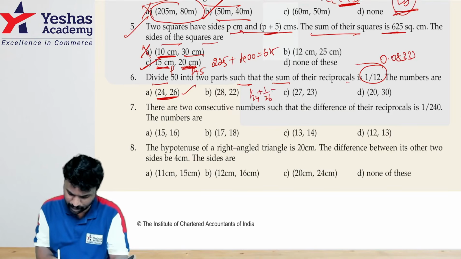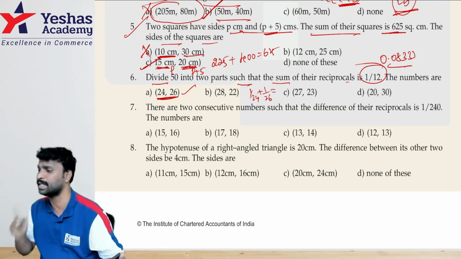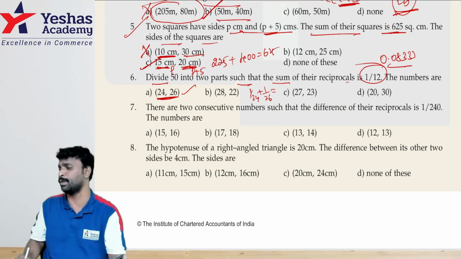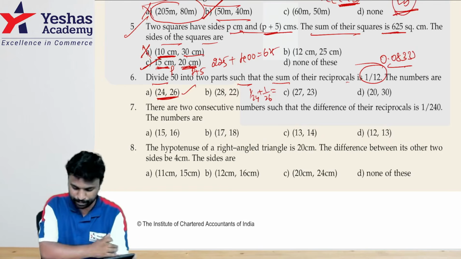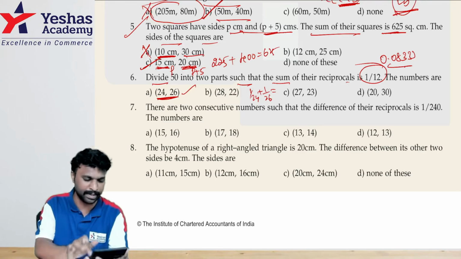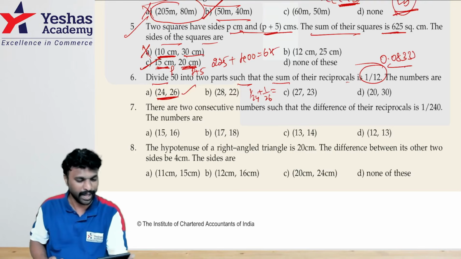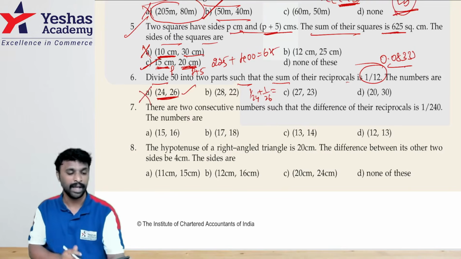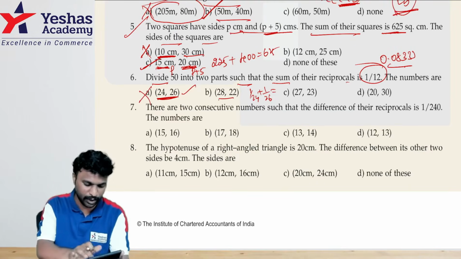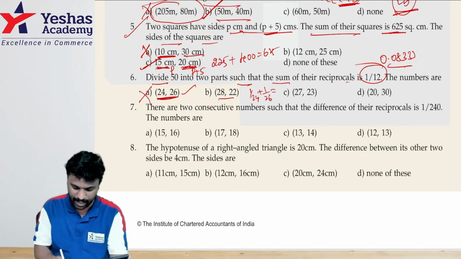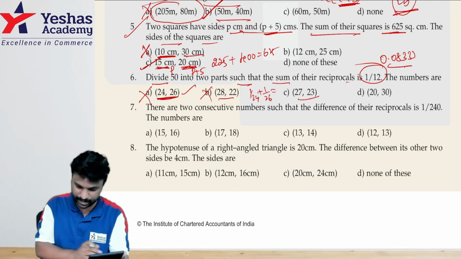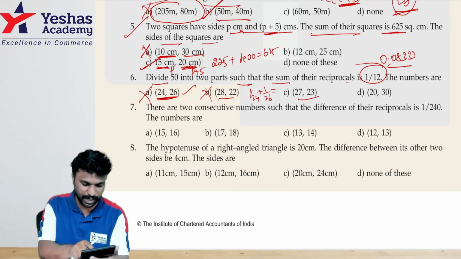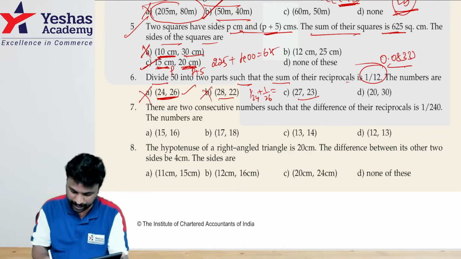Now what you need to do, if I hit the first option, 1 by 24 plus 1 by 26 must give you 0.0833, because the sum of the reciprocals means we must take the reciprocal of both numbers and add them. So 1 divided by 24 plus 1 divided by 26 gives 0.08012, which is not the right answer. How about option B? 1 by 28 plus 1 divided by 22. Again, it fails. How about option C? 1 by 27 plus 1 by 23, which again fails.